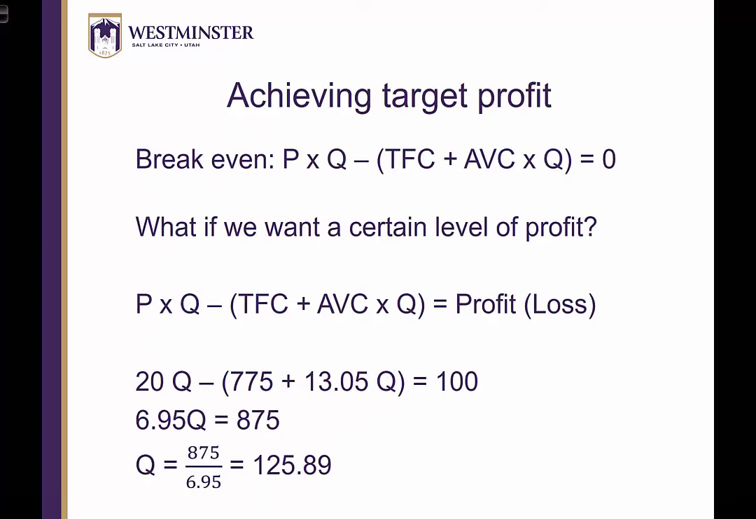So let's think about this. Break-even is the condition where price times quantity is equal to total fixed cost plus average variable cost times quantity. That's the same thing as saying price times quantity minus (total fixed cost plus average variable cost times quantity) is equal to 0. That's break-even again. All I've done is take the equation and rearrange it.